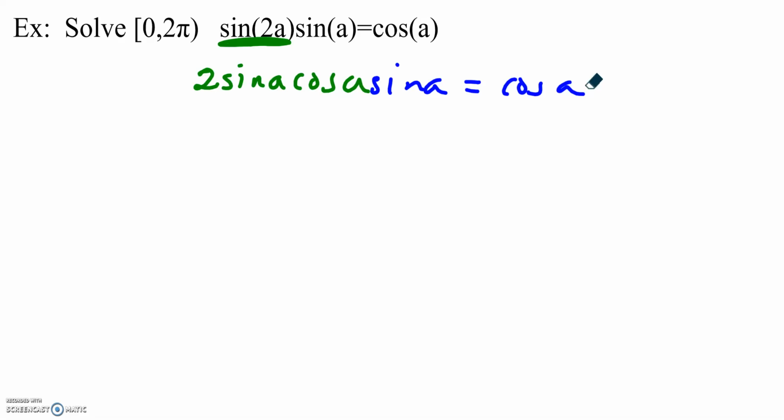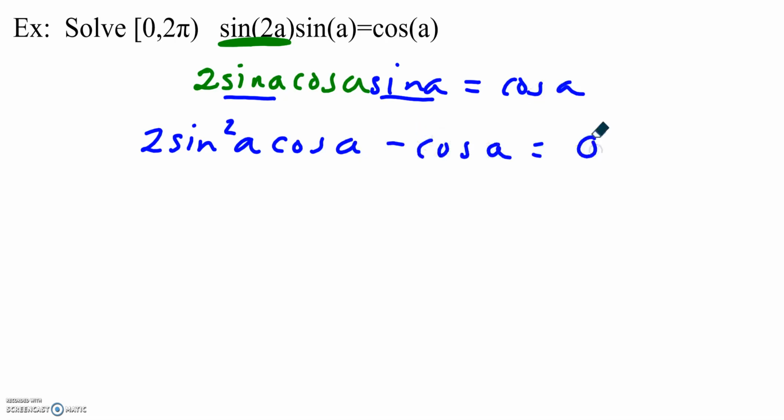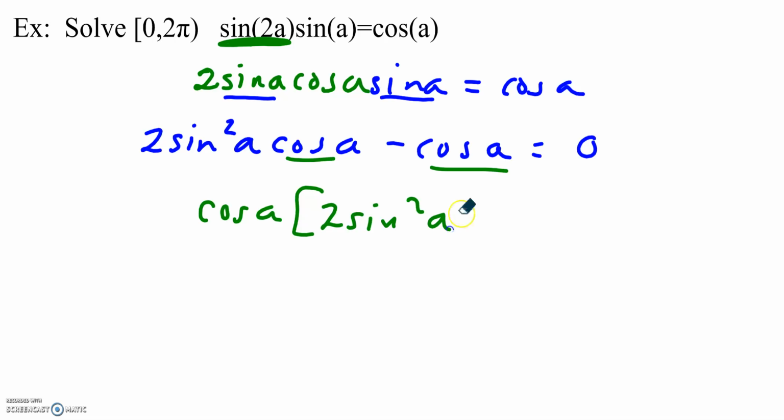A lot of the times with equations, it's useful to have it equal to 0. So let me reduce this a little bit and move this over. There's a sine of a times another one, so I'm going to write that instead as 2 sine squared a cosine of a minus this cosine of a equals 0. Just like the last problem, I notice I have a greatest common factor of cosine of a. So if I take that out, I'm left with 2 sine squared of a minus 1 equals 0.